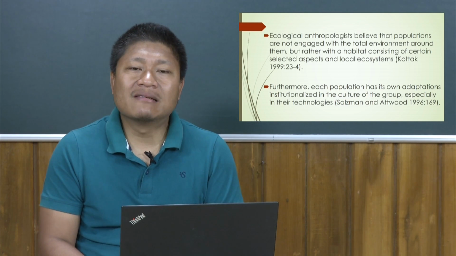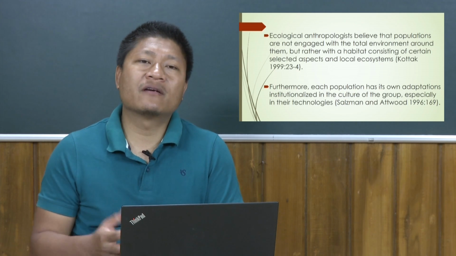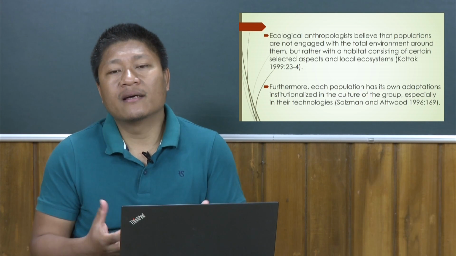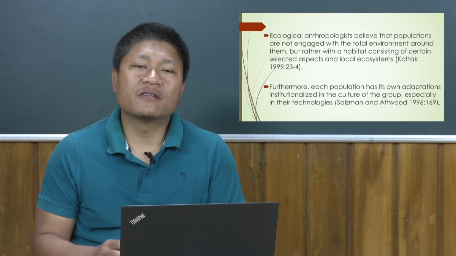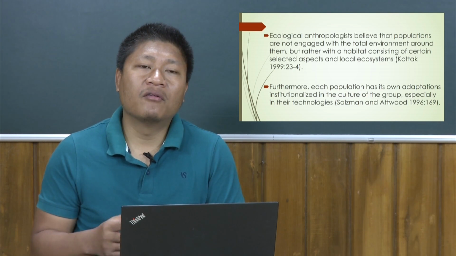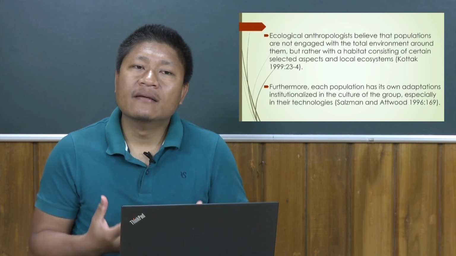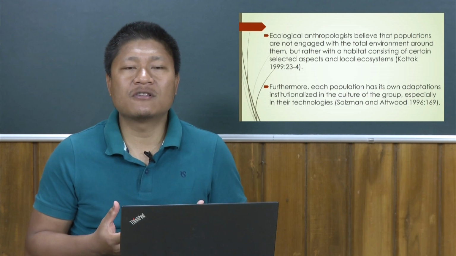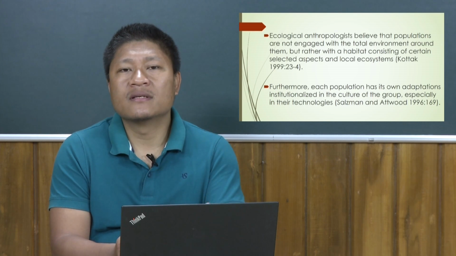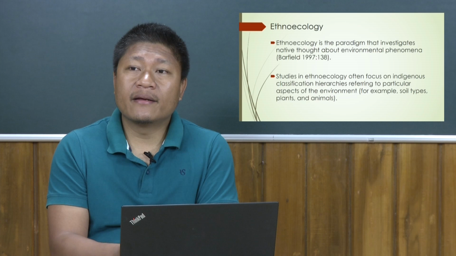Now, furthermore, a population has its own mechanism of adaptation, which over a period of time is institutionalized in the culture of that particular group, especially through their use of technologies. Now, these technologies are developed and evolved over a period of time, depending on the kind of adaptation a human society has to cope with the environment, and this adaptive mechanism is institutionalized within that cultural group, and partly becomes a part of their culture, those practices rather.